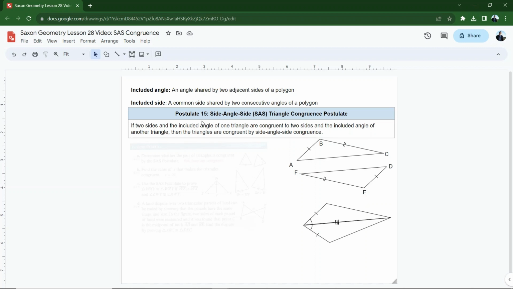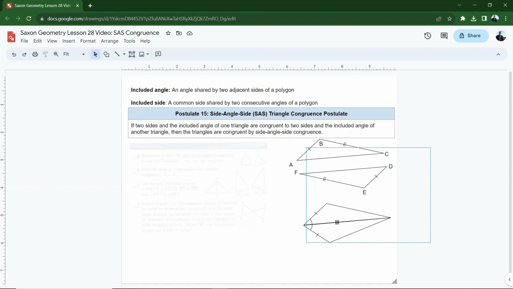We're going to see in just a moment our proof for this is going to be proving that one side is congruent, proving that another side is congruent, and then proving that the included angle is congruent. Once we prove all three of those things, then we can say the triangles are congruent by side angle side congruence.